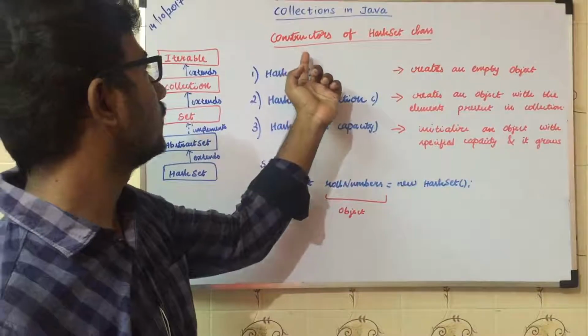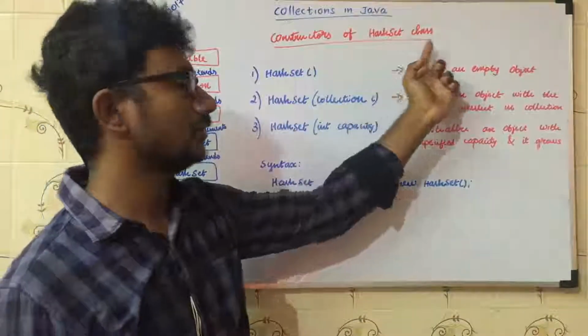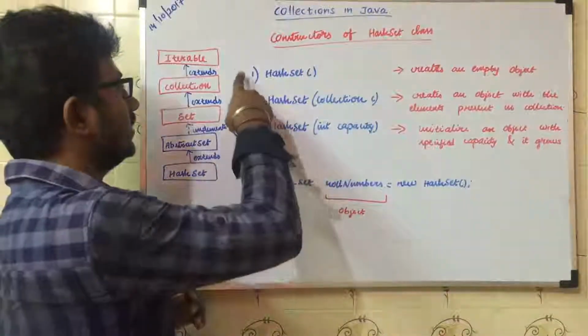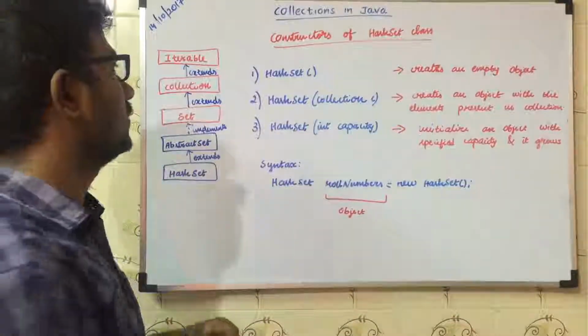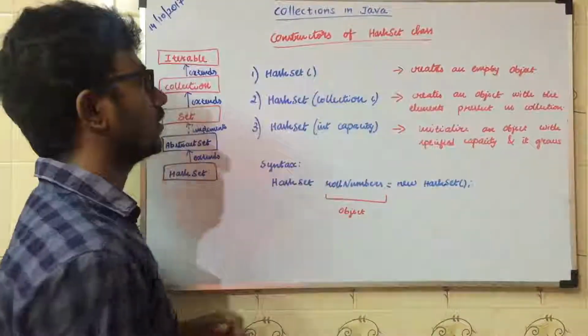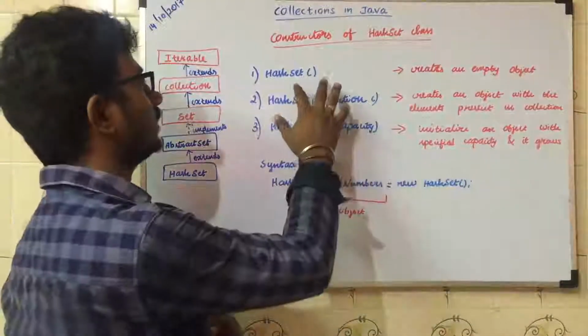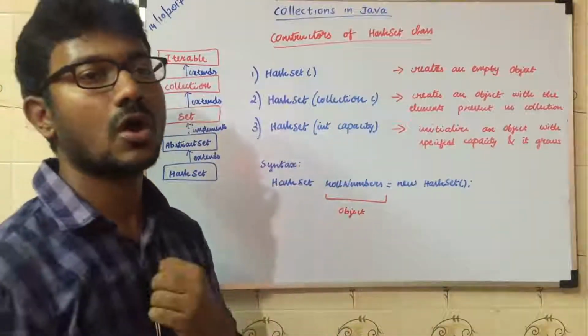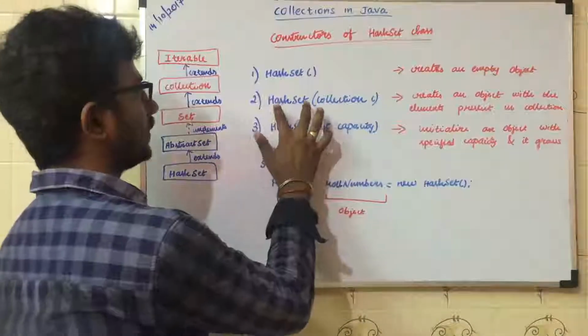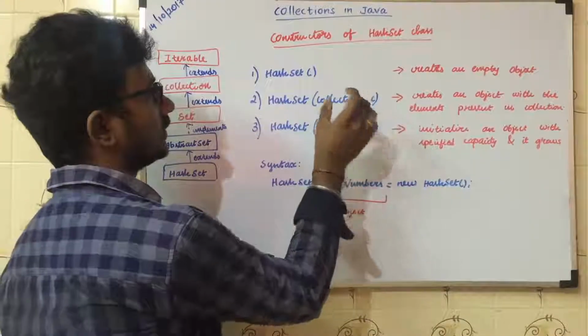We are going to see the constructors that are present in the HashSet class. These are the three constructors that are supported by Java. The first one is the empty constructor, HashSet, with no arguments inside, so it will create an empty HashSet object. The second one is HashSet where we are sending a collection as an argument.